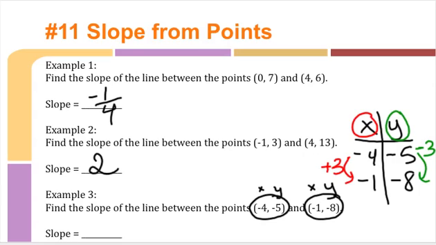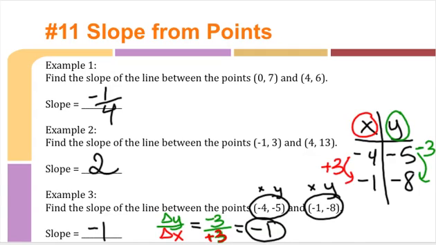So I'm going to take my change in y, divide it by my change in x. So that's going to be -3 divided by +3. And a negative divided by a positive is a negative, and 3 goes into 3 once, so my slope is equal to -1. Okay, if you have any questions, let me know.